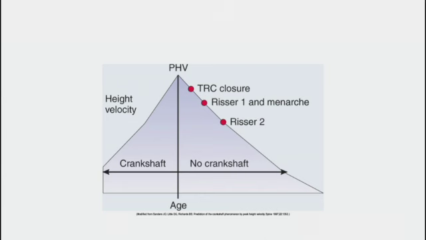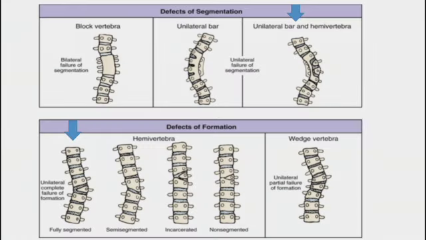So this is again looking at the peak height velocity, and there are problems of early surgery, like crankshaft. That's one of the reasons we try to delay surgery as much as possible in children. In congenital scoliosis, one needs to be very wary of two types of curves. One is the curve where there is an unsegmented bar with a hemivertebra on the contralateral side, because these are the highest risk of progression and they will benefit from early surgery. The other group is the hemivertebrae, where there is a likelihood of progression.